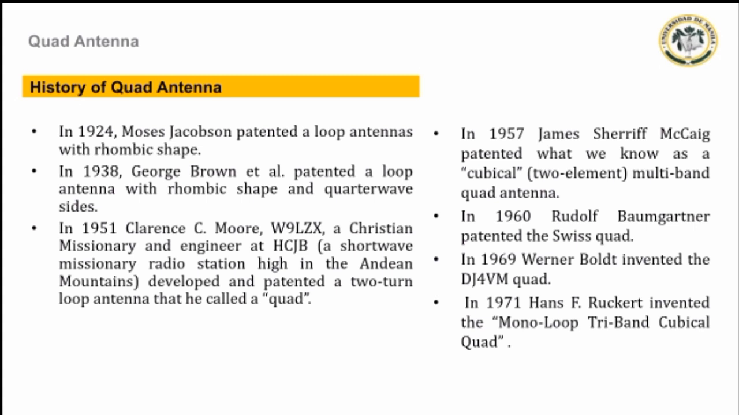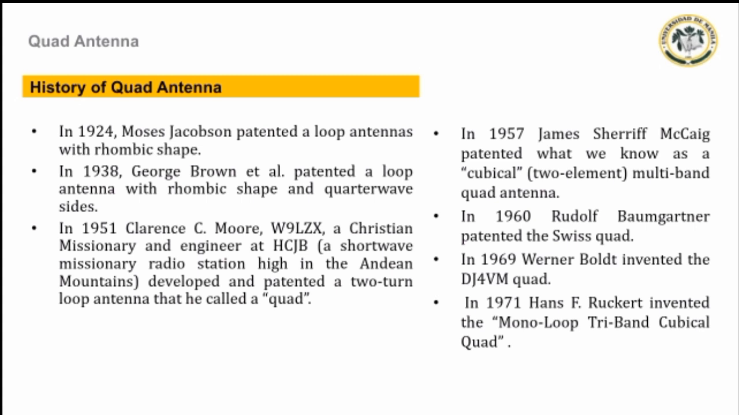Next is George Brown. In 1938, George Brown patented a loop antenna with rhombic shape and quarter wave sides. Its beamwidth can be narrow or broad, depending primarily on its length. The shallow radiation angle makes it useful for skywave propagation, the longest distance mode for shortwave, in which radio waves directed into the sky at the horizon reflect from layers in the ionosphere and return to earth far beyond the horizon. Next is Clarence Seymour.